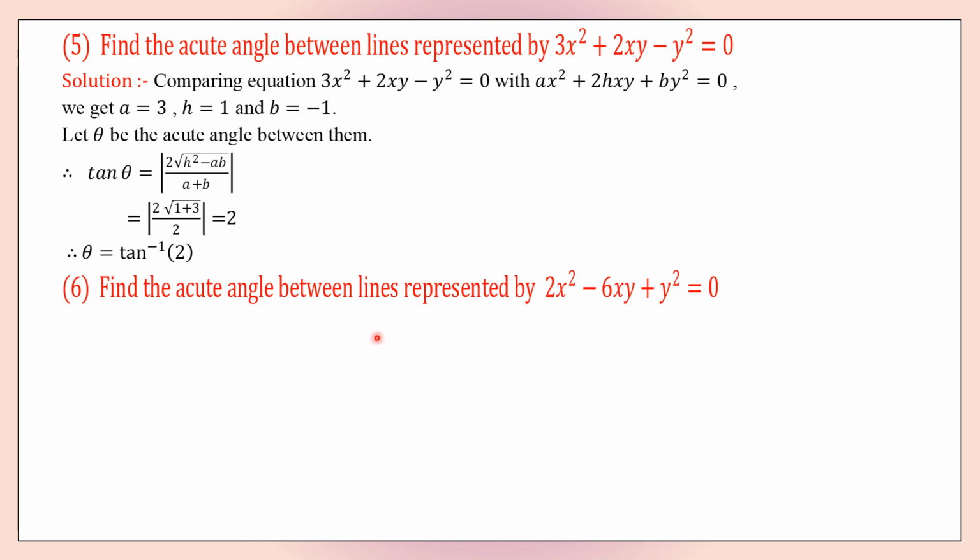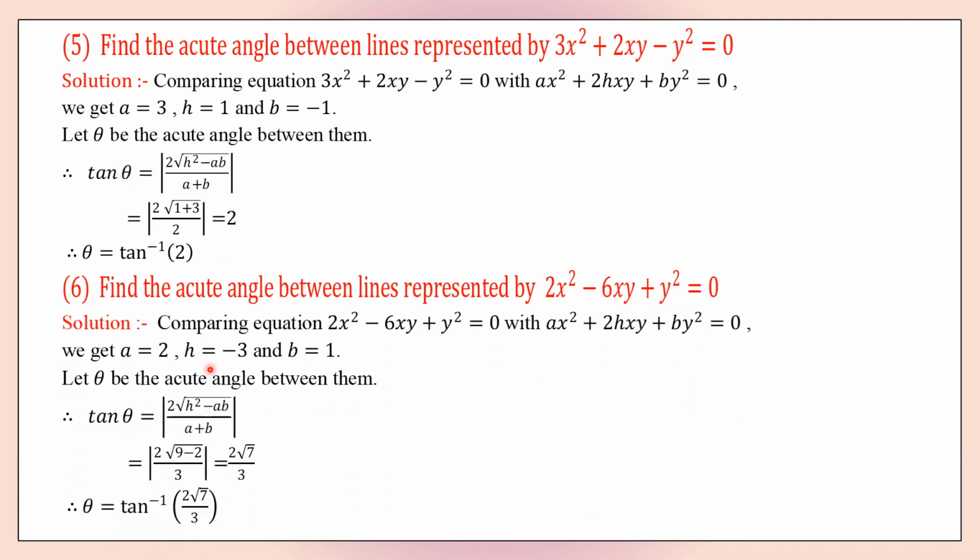Example 6. Find the acute angle between the lines represented by 2x square minus 6xy plus y square equal to 0. Find the angle between these two lines. We use the same formula. Solution. Comparing equation 2x square minus 6xy plus y square equal to 0 with ax square plus 2hxy plus by square equal to 0, we get a equal to 2, 2h equal to minus 6, therefore h equal to minus 3, b equal to 1.